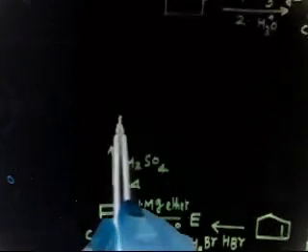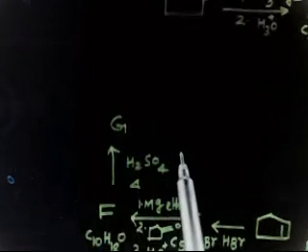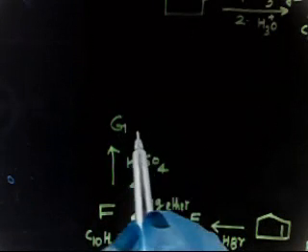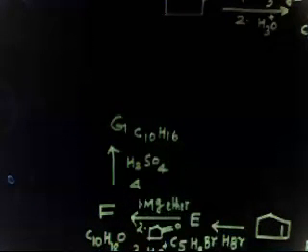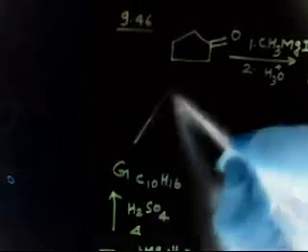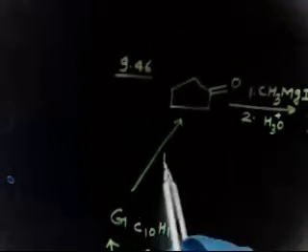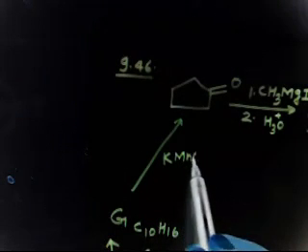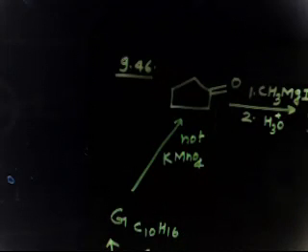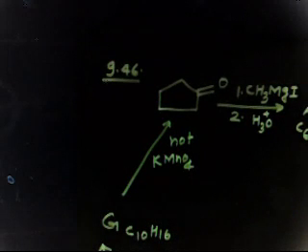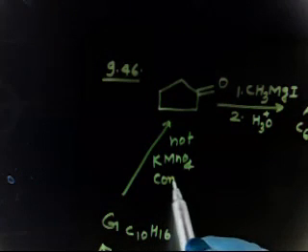So let us copy here. Z has a formula of C10H16. And if this is treated with hot KMnO4, I will get again the same compound. You have to deduce the product. So this is hot concentrated KMnO4.